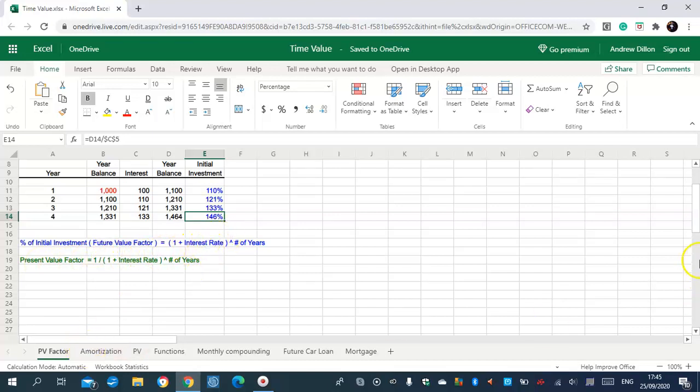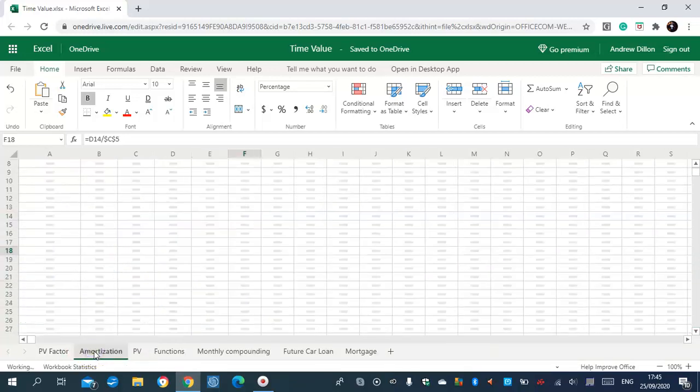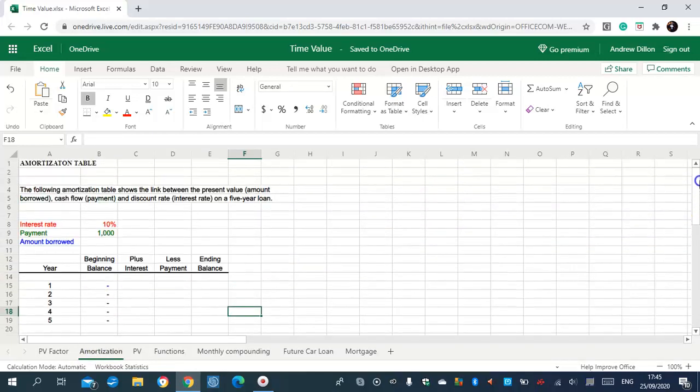Okay, let's move on to the amortization sheet. What I need to calculate is amount borrowed. So here the table says that the following amortization table shows the link between the present value, amount borrowed, cash flow payment, and discount rate and interest rate in a 5-year loan. Okay, so calculate the amount borrowed.